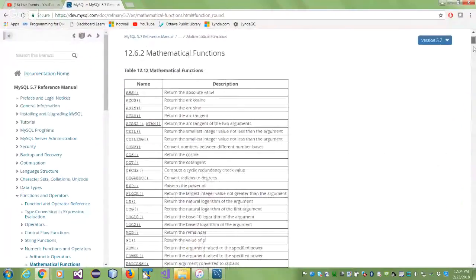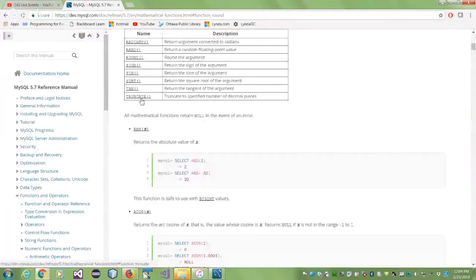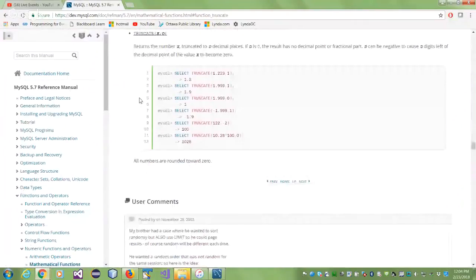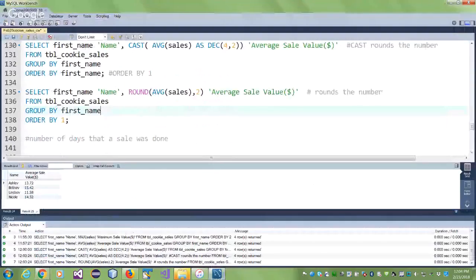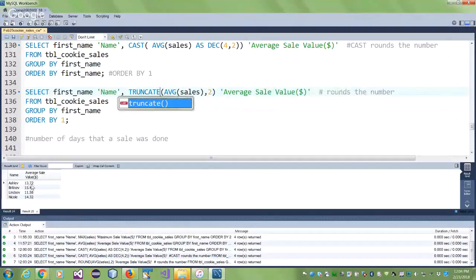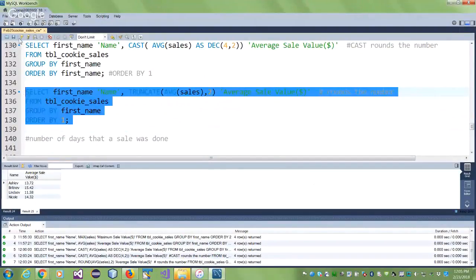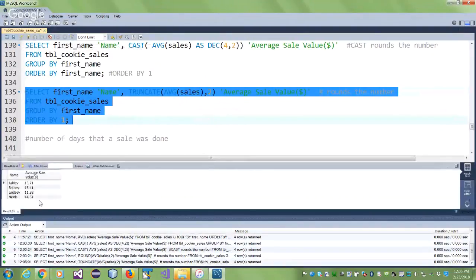There it is, truncate. So the difference between truncate and round: round is doing the mathematical rounding, 5 or more increases, while truncate will just cut it off. That's how it works. With money, you usually round it. Bad for the bankers, good for us. But notice what truncate will do. Now truncate will truncate it. So this 13.71, remember it was 13.718. It's just truncated it, cut it.